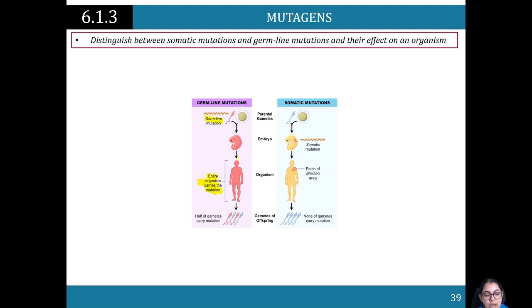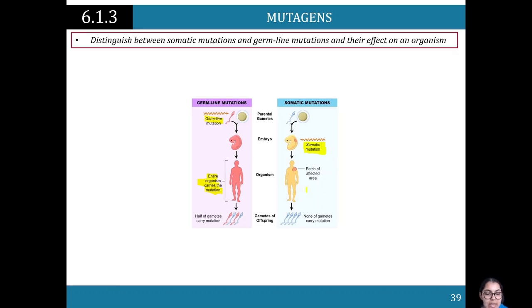Because the entire organism carries that mutation, when that organism reproduces, half of their gametes will carry that mutation, which means that depending on whether it's a dominant or a recessive allele, the offspring may have that mutation, because it's affecting the germ cells, their sex cells. On the other hand, somatic mutations will only affect body cells.